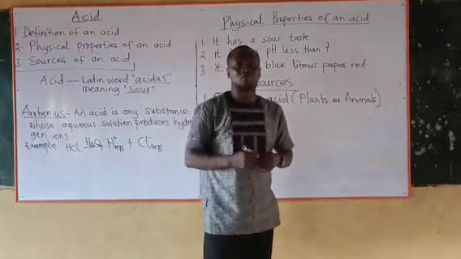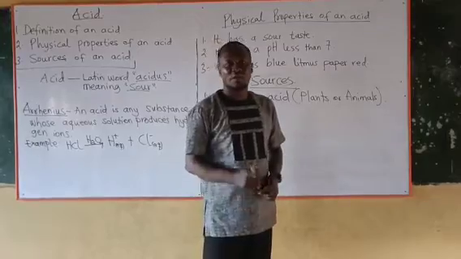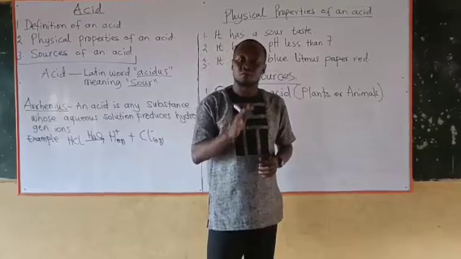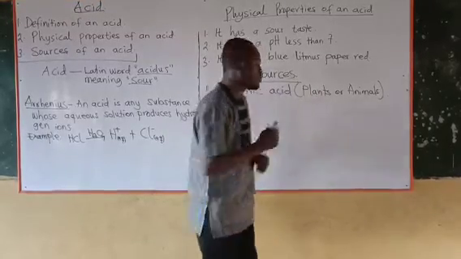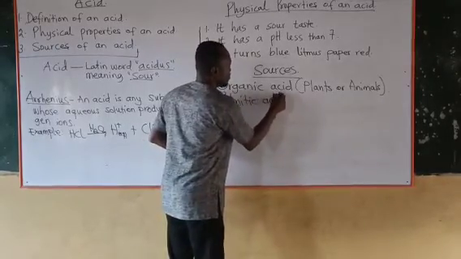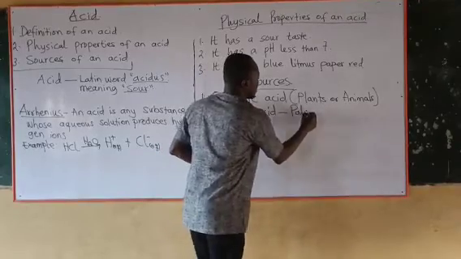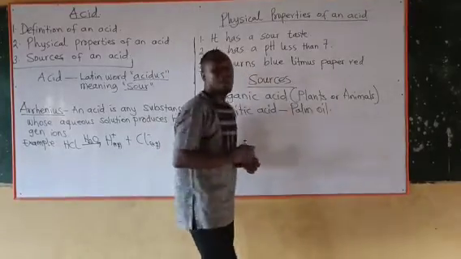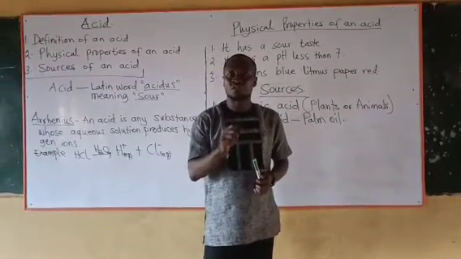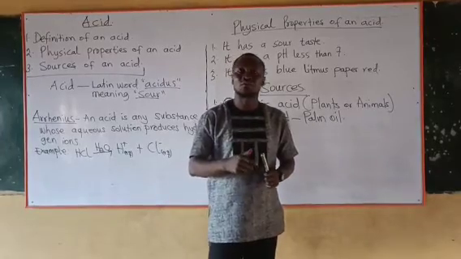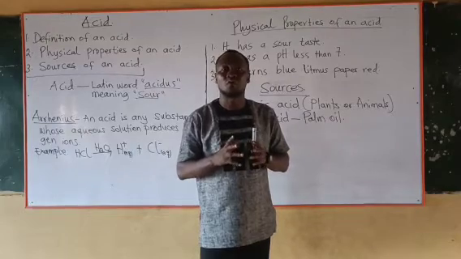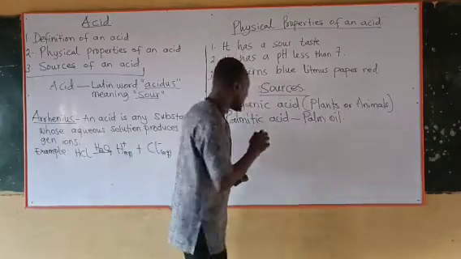Now, what are some of the examples of an organic acid? We have what we call palmitic acid, which is gotten from palm oil. And then we also have citric acid, which is also gotten from lemon, or sometimes from orange, or from lime, or sometimes from grape when they are unripe. So citric acid.